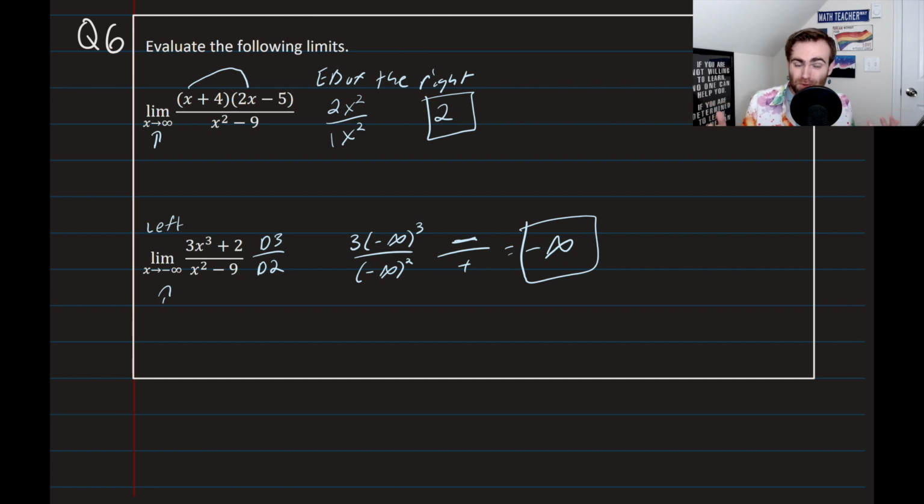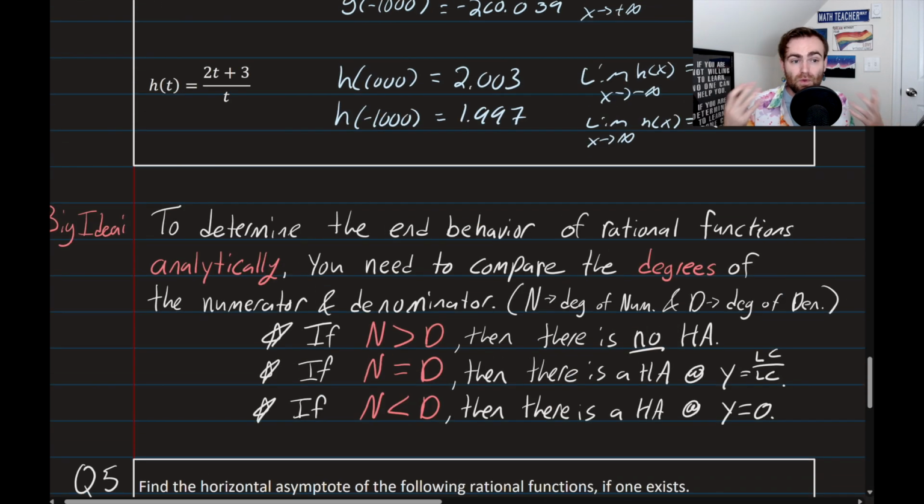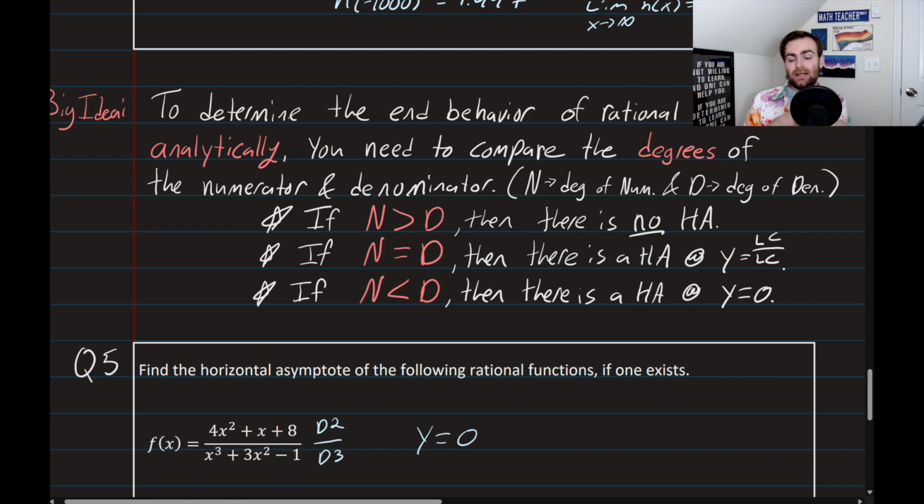Hopefully we're not feeling too overwhelmed. The big idea here is that your end behavior follows one of 3 possibilities. Your degree in the numerator is larger and therefore there's no horizontal asymptote. The degrees are the same, which means that the asymptote is the ratio of the leading coefficients. Or the degree of the denominator is larger and therefore the horizontal asymptote is 0.